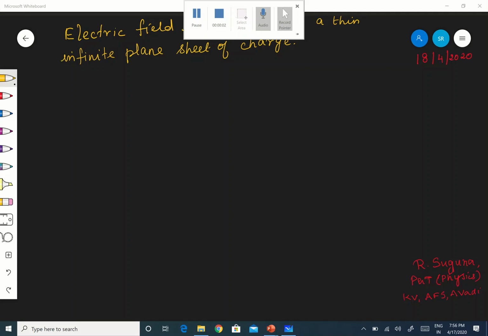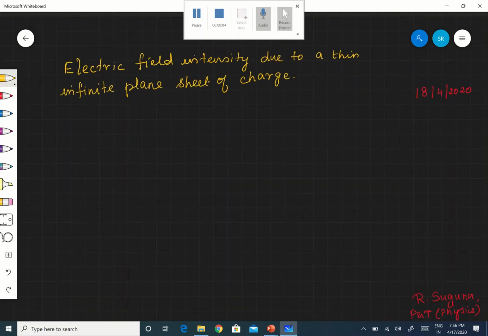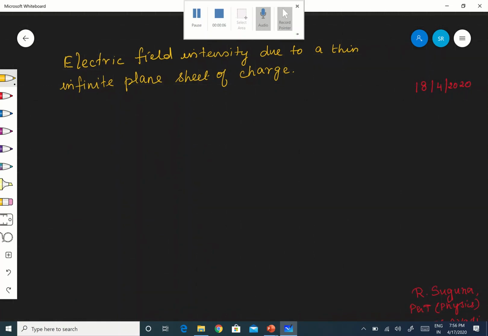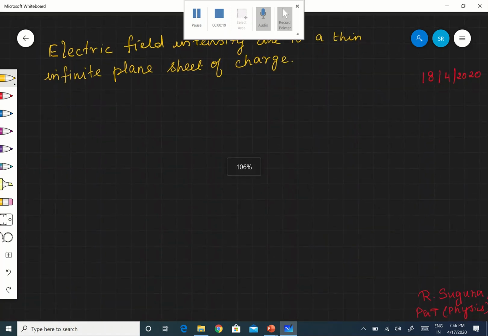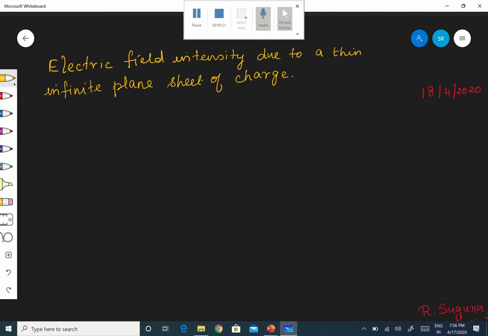Okay, now today we will see the electric field intensity due to a thin infinite plane sheet of charge. It is also one of the applications of Gauss theorem. Now, I want to find out the electric field intensity due to a thin infinite plane sheet of charge. So I am taking an infinite plane sheet.